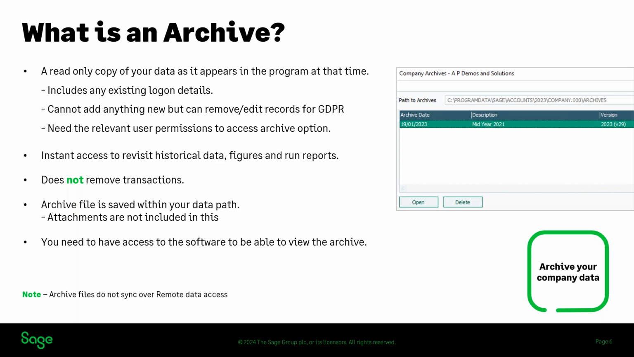One thing to be wary of is that attachments are not included in this. So if that is the case, we would recommend that you do take a backup to include attachments so you do have access to historical attachments. And lastly, you need to have access to the software to be able to view an archive file. So if you were to leave Sage and you had archives, you wouldn't be able to access those company archives because you would need access to the software with a valid license to be able to access that information.